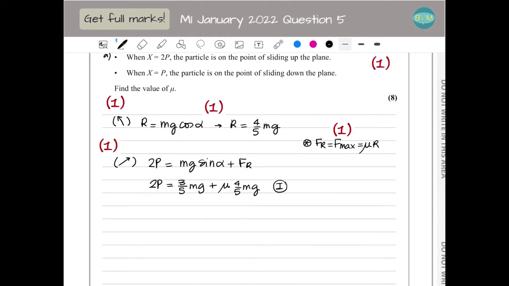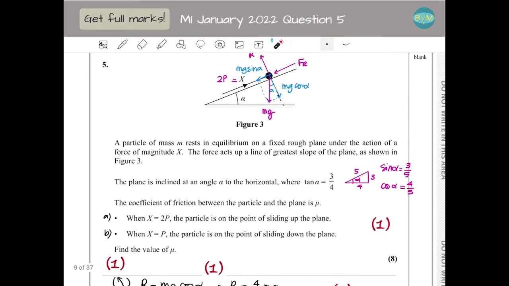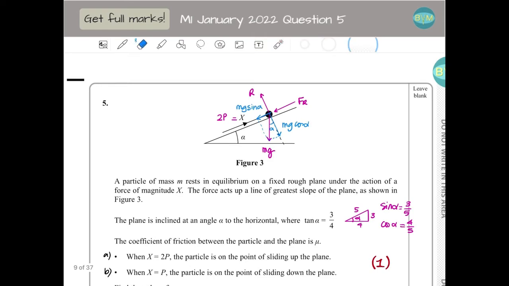So what I'm going to do now is to think of the second situation. So B. Second situation, when X is P, the particle is on the point of sliding down instead of up. So that means that my friction is not going to be down anymore. My friction now is going to be up because the particle is trying to move down. And again, it's against the motion.